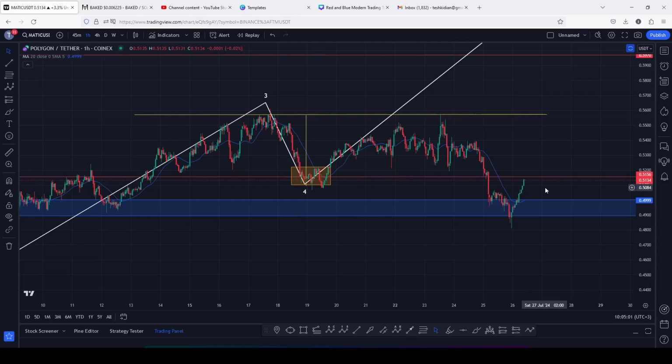Polygon Matic at the time of this recording has started another bounce to the upside after a breakdown move, a move that has now given us a low below the 0.4816. At the time of this recording we have managed to break above the 20-day MA here on the 1-hour chart and also managed to break above resistance at the 0.05.